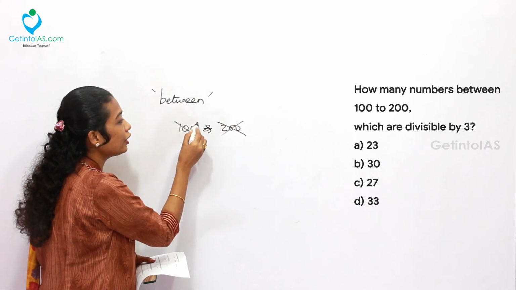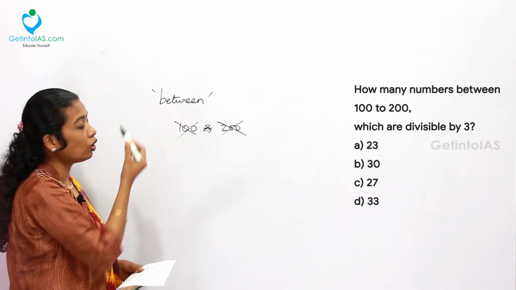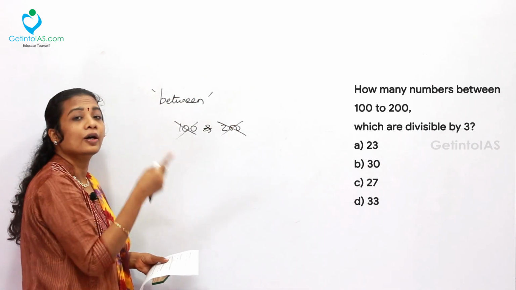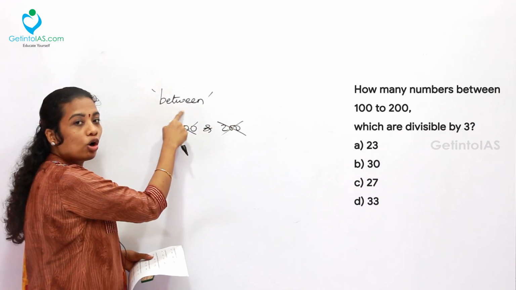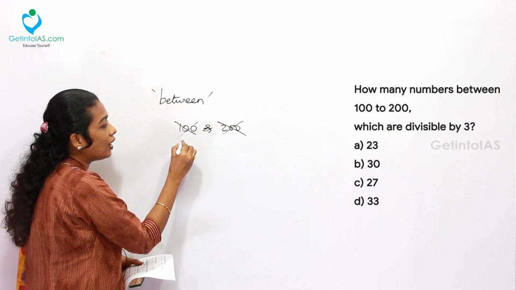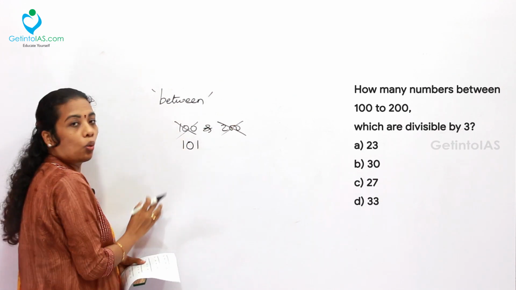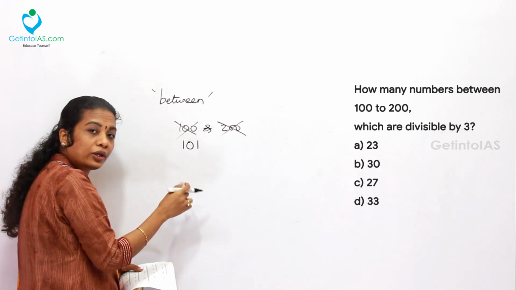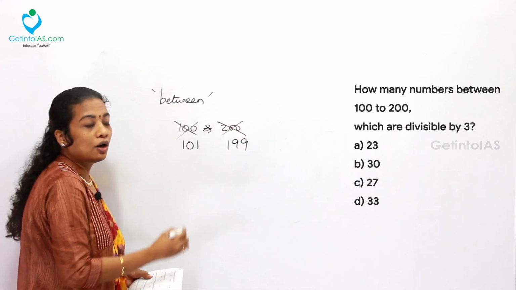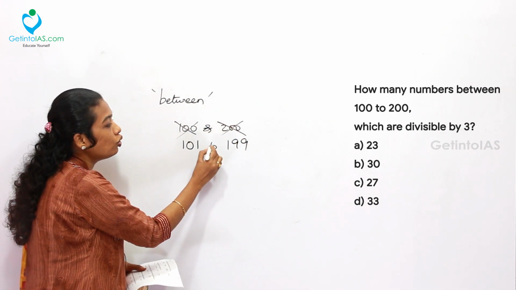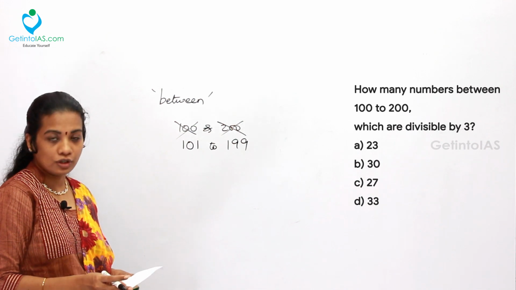You should not include these two values. That is the meaning of between, means after 100, below 200. That is the meaning of between. So here after 100, what is the next number? 101. Below 200, what is the previous number? That is 199. From this range, you will have to check for the test of divisibility.